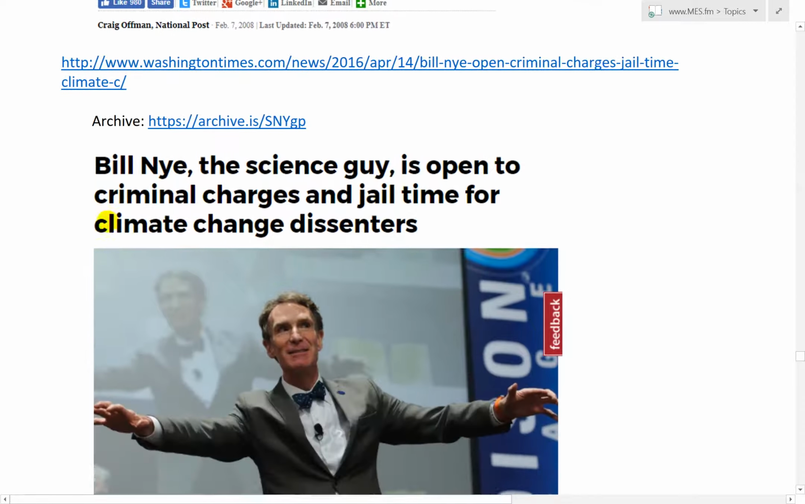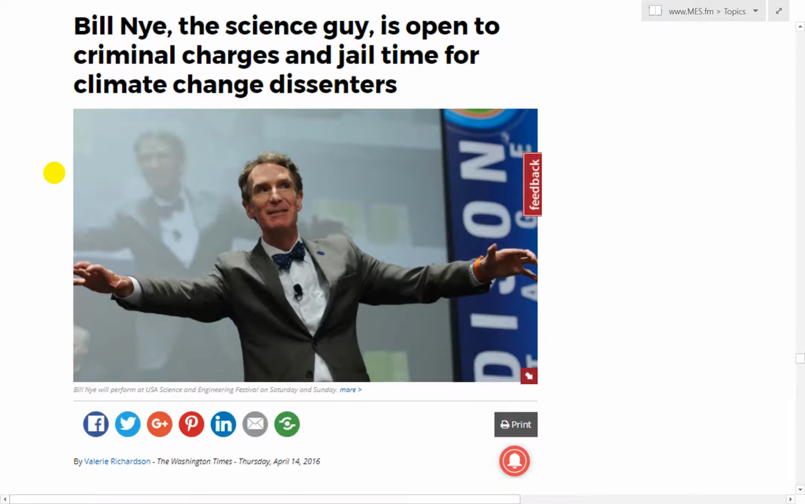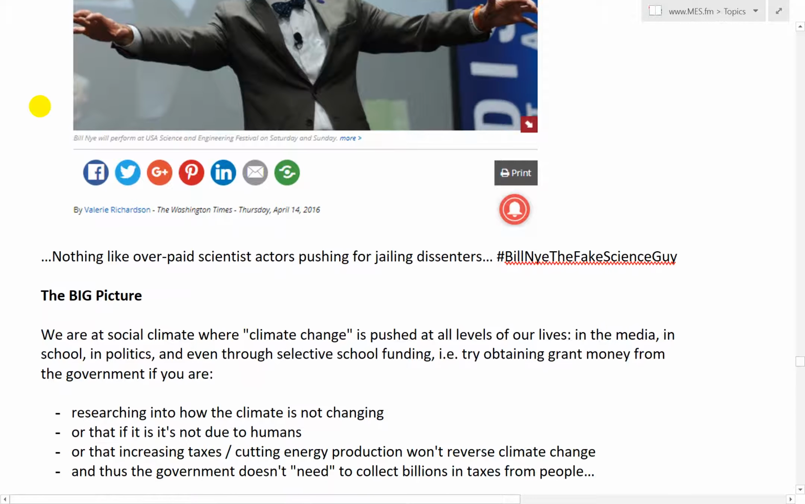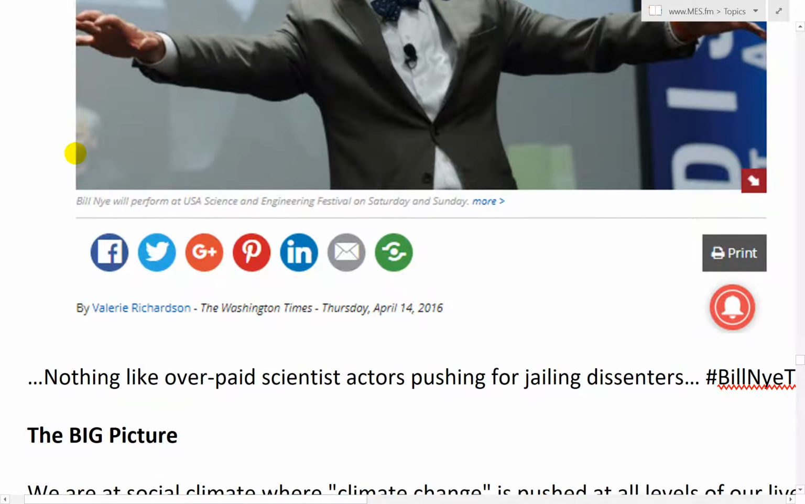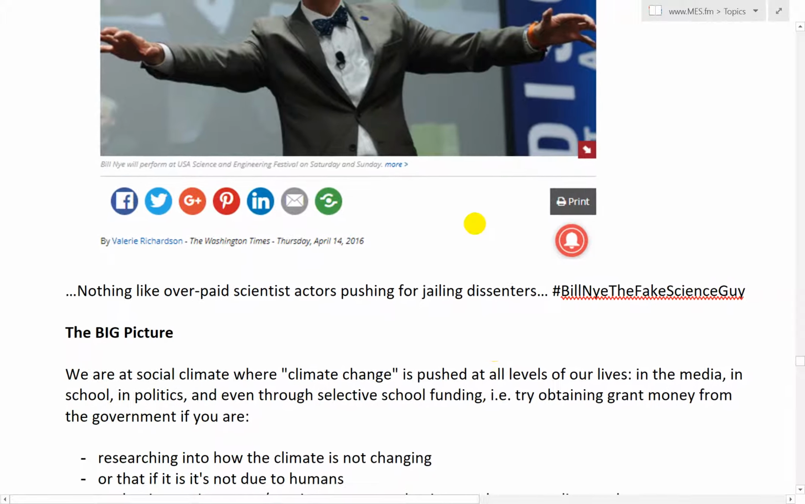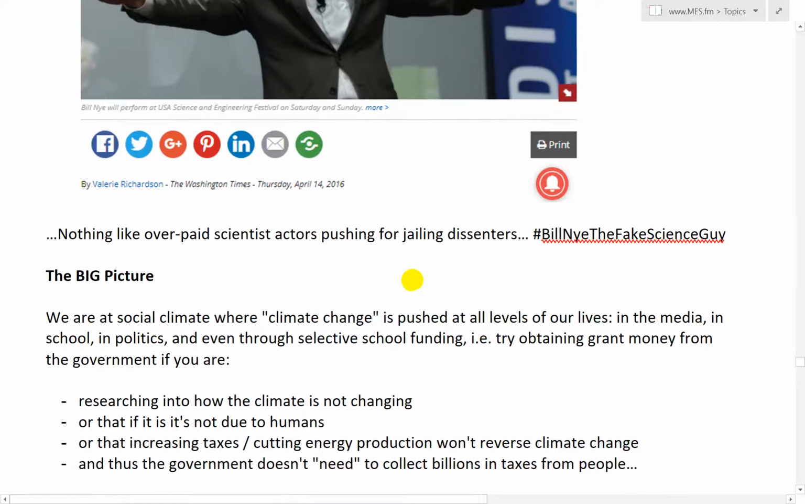Now you have Bill Nye here on the Washington Times: Bill Nye the Science Guy is open to criminal charges and jail time for climate change dissenters. So when you have articles and hit pieces like this in the mainstream news, you know it's going to be hard to try to reject AGW. So anyways, nothing like overpaid scientists and actors pushing for jailing dissenters. Hashtag Bill Nye, the fake science guy.